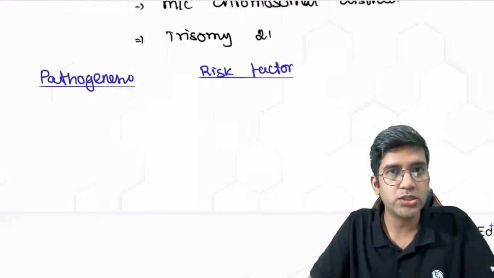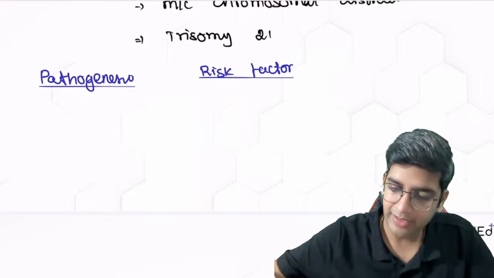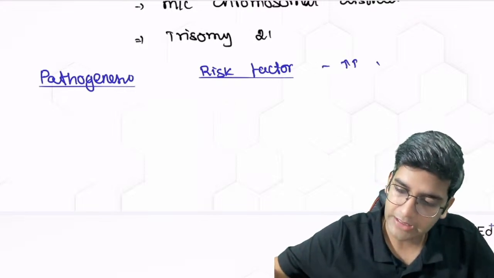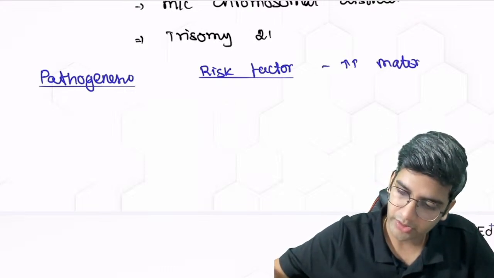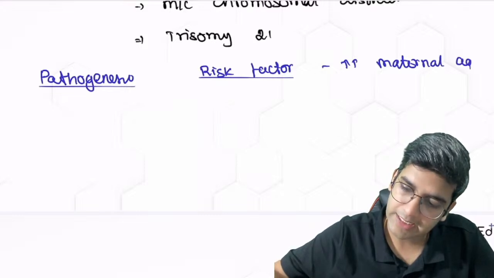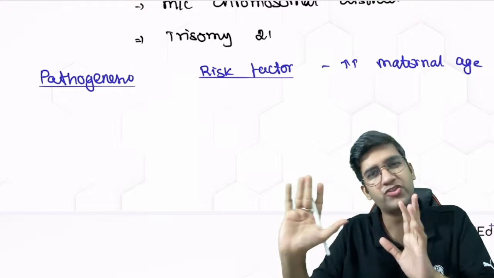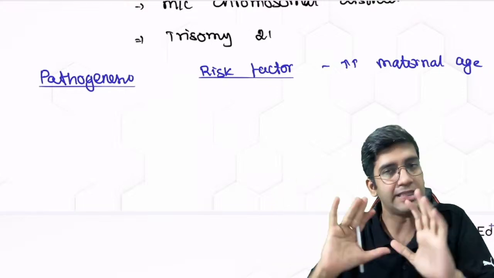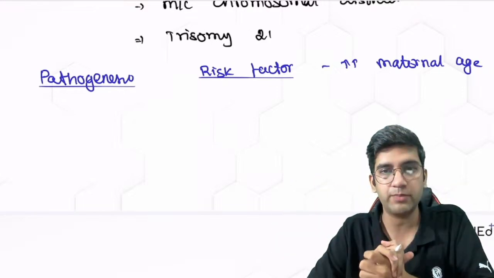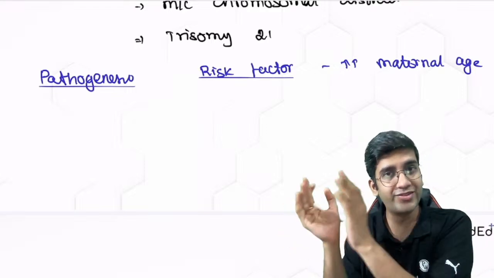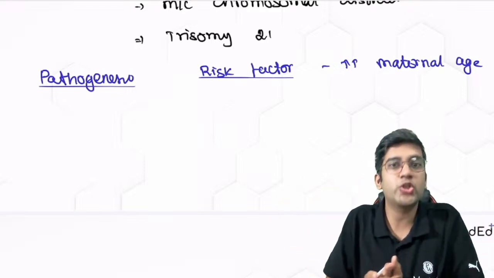The risk factor of Down syndrome is increased maternal age. Right? So increased maternal age is the risk factor. Generally, more than 35 years, we consider a risk factor for Down syndrome. Fine. That's increased maternal age. That's a risk factor for Down syndrome. Fine. Perfect. Because this is the one which is going to relate us to the next point.